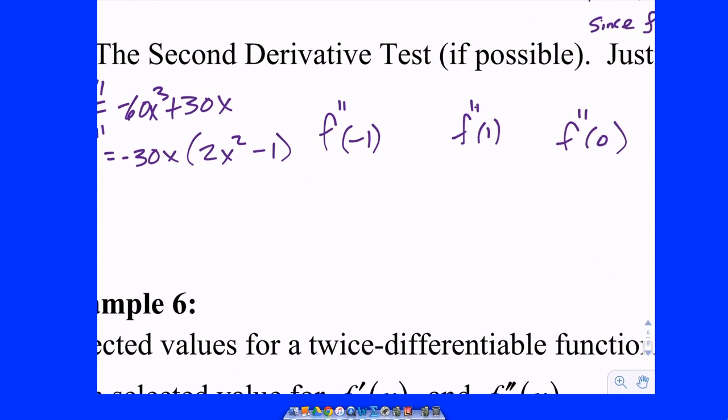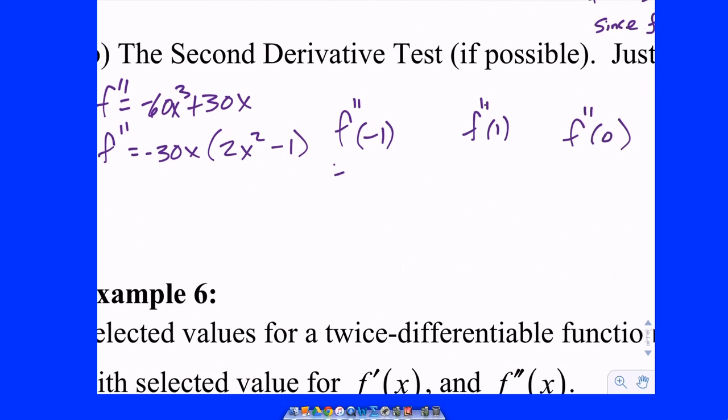Now, if I plug in my -1, let's see what I get. Negative 1 squared is positive 1. 2 minus 1 is positive 1, times positive. Positive times positive is positive. Now here's the justification. We said it was positive. It's all about the inequality when you're doing the justification.